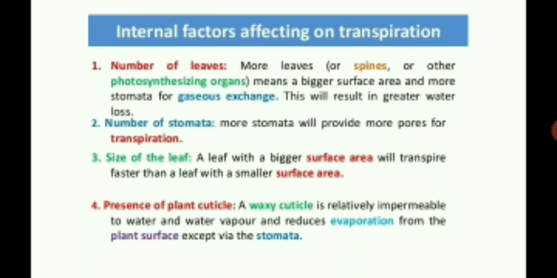Number of stomata. If the number of stomata are more, then more water will be lost through the stomata. Size of the leaf. A leaf with a bigger surface area will transpire faster than a leaf with a smaller surface area. Number 4. Presence of plant cuticle. A waxy cuticle is relatively impermeable to water and water vapor and reduces evaporation from the plant's surface except via the stomata.